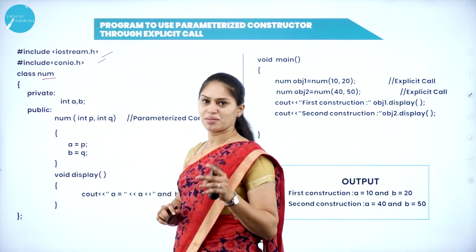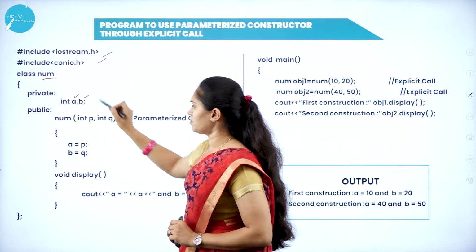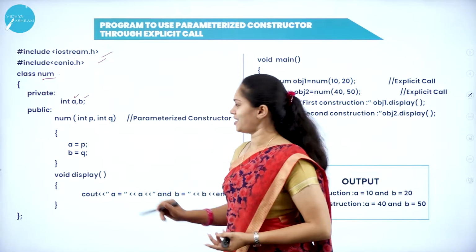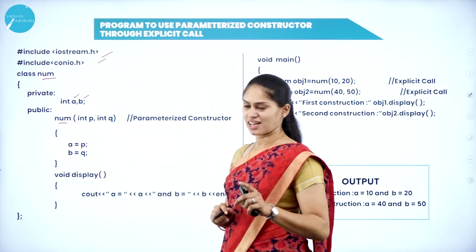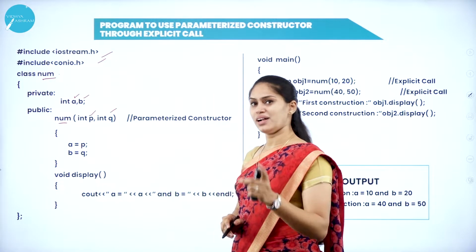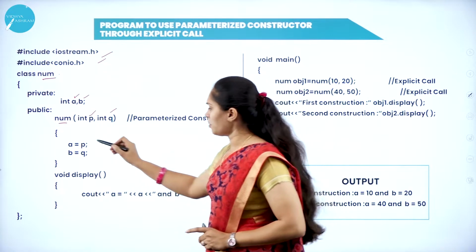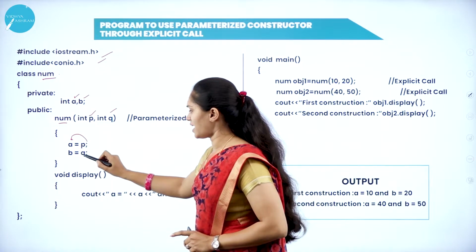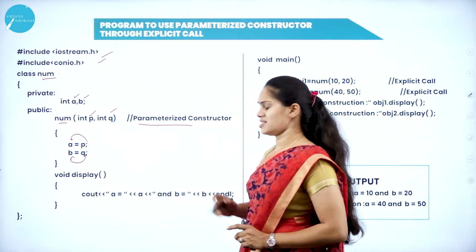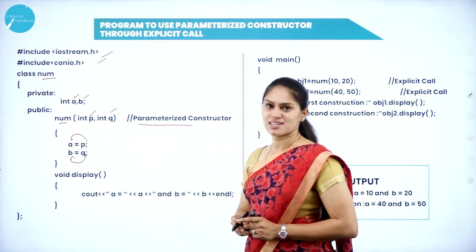Again, I have a class named num. I'm going to create two variables A and B. But here I'm changing the variable names for variety. So num is a constructor. I have two variables P and Q, instead of M and N. I'm going to assign the content of P to A as well as Q to B. So this is nothing but what? Which type of constructor is it? That is a parameterized constructor.